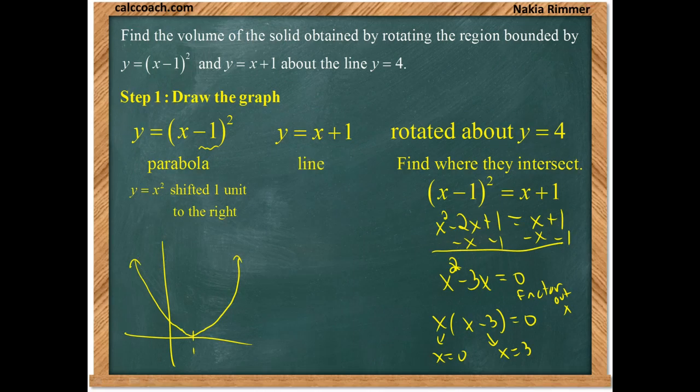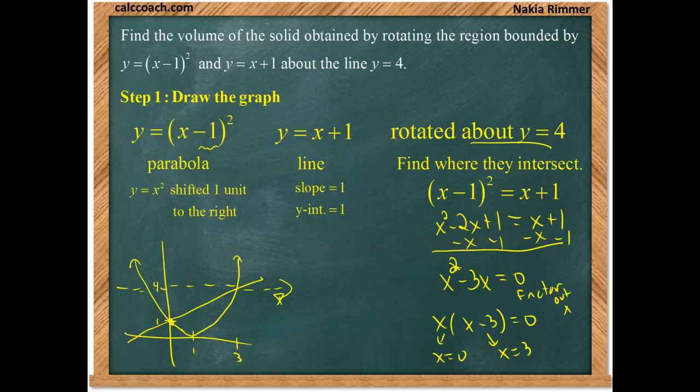And the other function is a line with a slope of 1 and a y-intercept of 1. So they happen to intersect the y-axis at 1. They both do. The line would be graphed like that. And we know they also intersect at 3. When x is 3 in either equation, you'll find that y is 4. Great, because then if we're going to rotate about the line y equals 4, we can draw that in too. Okay, good. We have a good drawing of the graph.